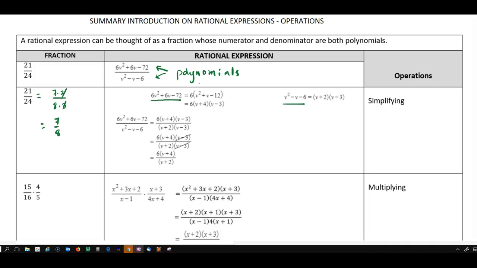We rewrite the numerator and the denominator just like what we did on fractions, and then cancel the common factor. In short, to simplify, you factor the numerator. Factor the denominator. And cancel common factors.